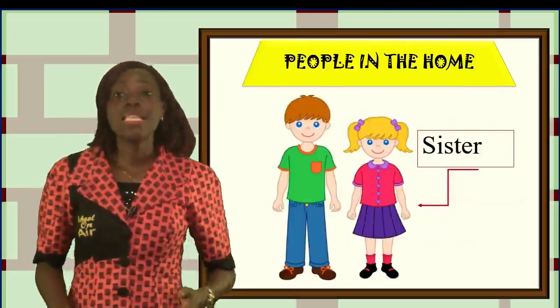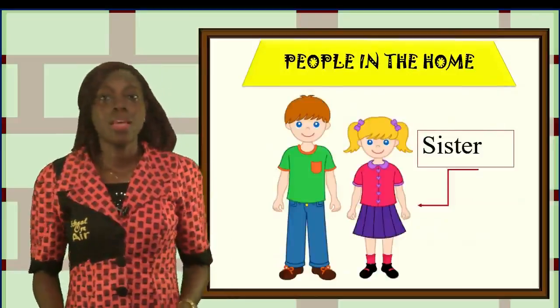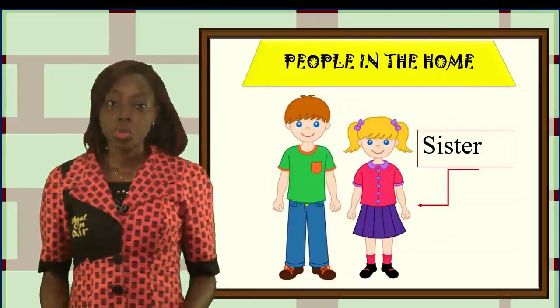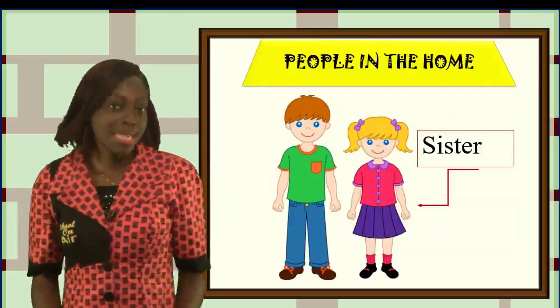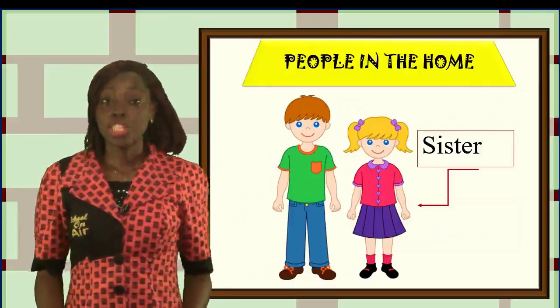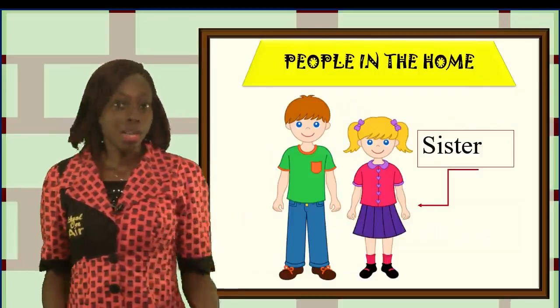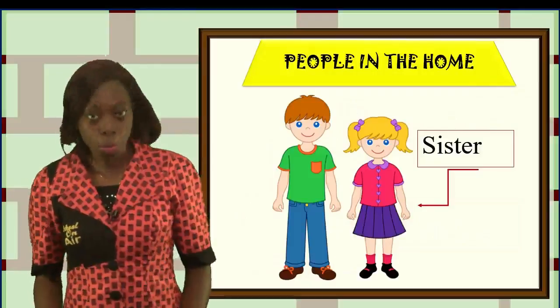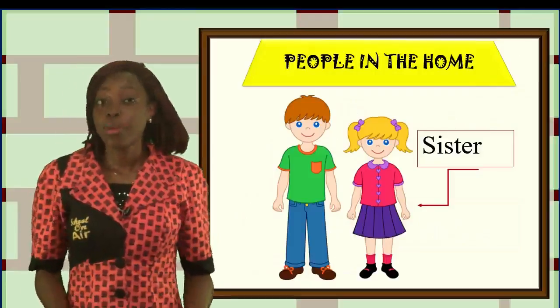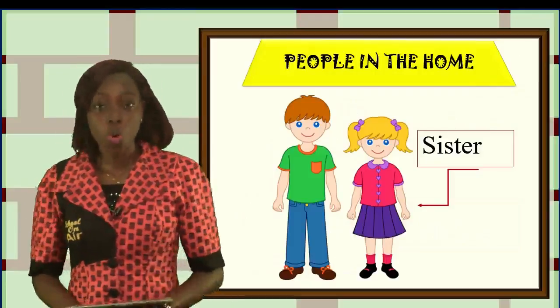Now here we have sister. Sister can also be found in the home. For example, if you have a sister, maybe she's your older sister or your younger sister, she also lives with you in the home. So she's one of the persons that can be found in the home.